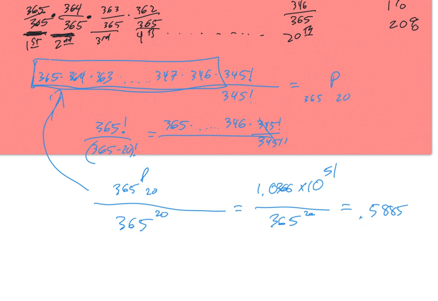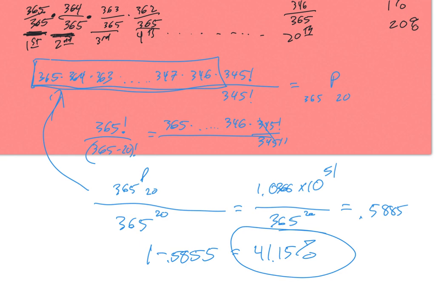What's the probability that someone's birthday is the same? Less than that. If I do 1 minus 0.5885, because either they're all different or someone's is the same, there is a 41.15% chance that if I have 20 people in a room, at least 2 of them have the same birthday.